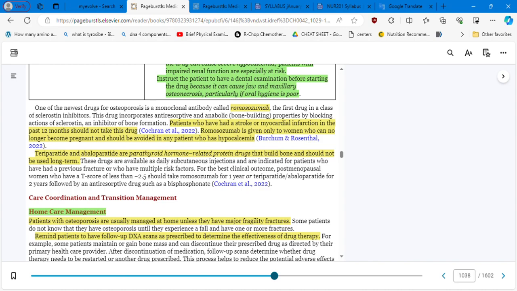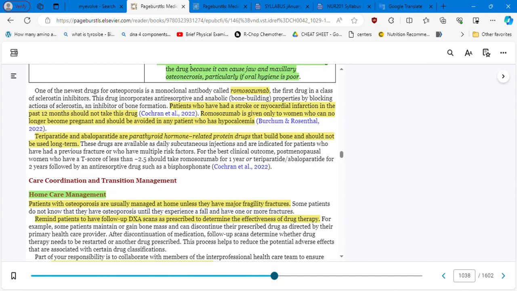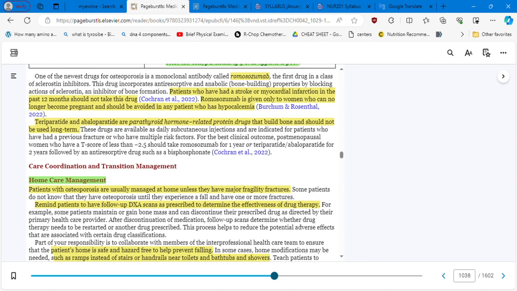A patient who has had a stroke or myocardial infarction in the past 12 months should not take this drug. Romosozumab is given only to women who can no longer become pregnant and should be avoided in any patient who has hypocalcemia. There is another medication that works with the parathyroid hormone, teriparatide and abaloparatide, that help the parathyroid hormone to build bone and should not be used in the long term.